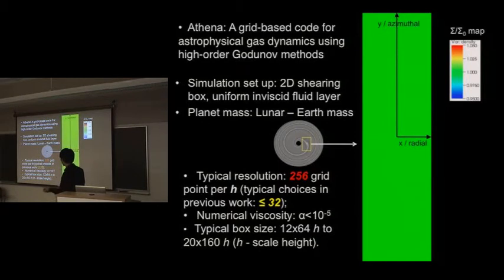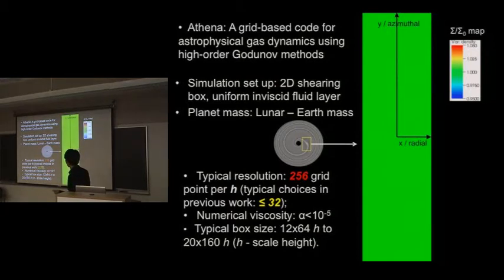We use 256 points per scale height, compared with, I think, the highest previous simulations, which were done with 32 grid points per scale height. So we're almost one order of magnitude higher in resolution. And it turns out you have to go to such high resolution to have very good agreement with theory.